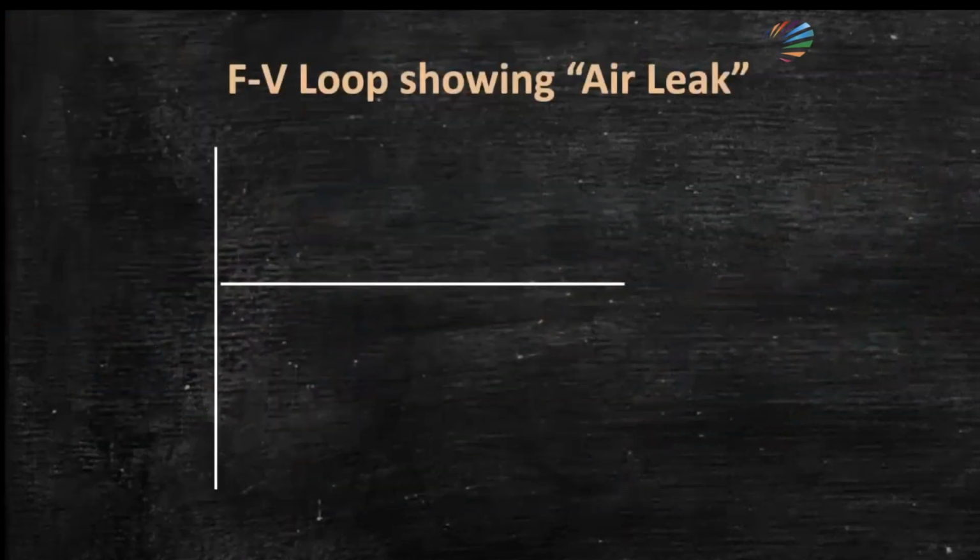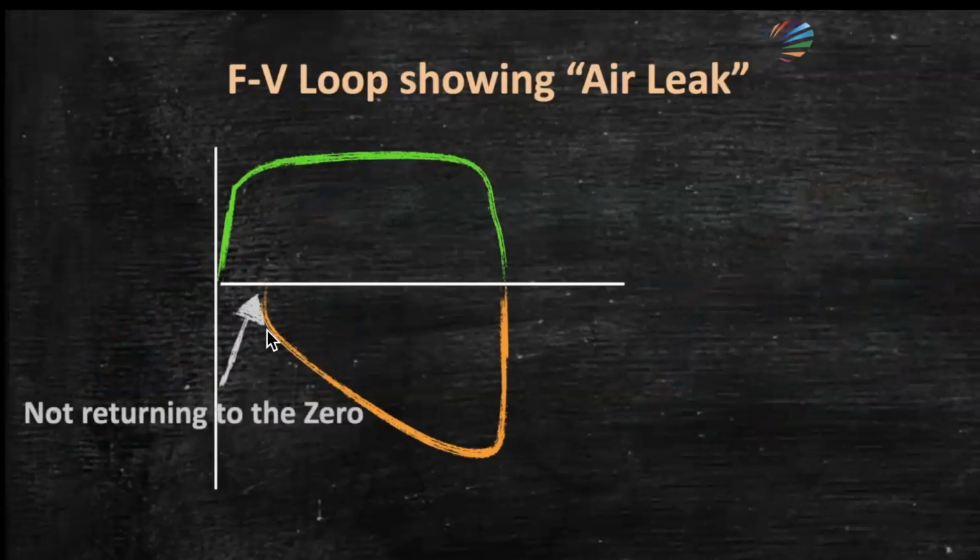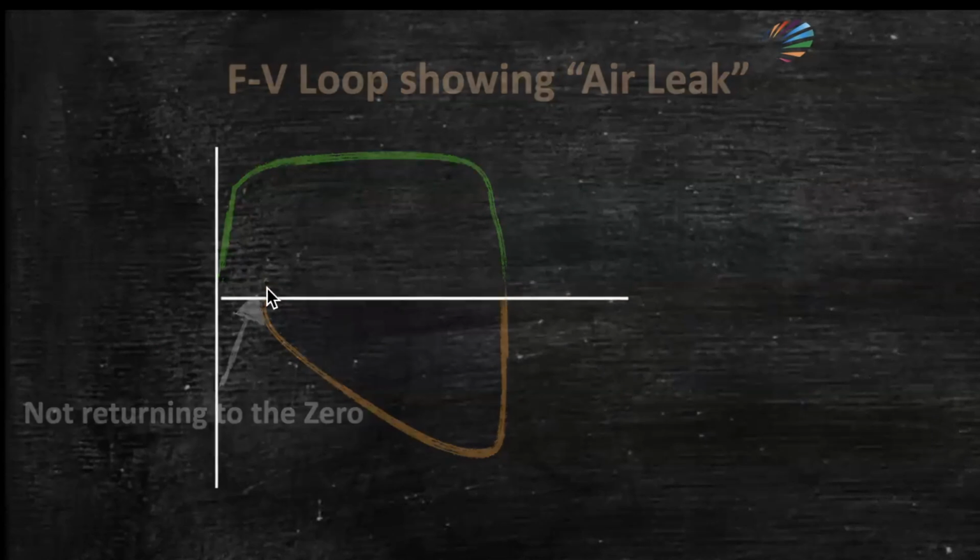And air leak will be seen like this when the flow is not reaching the baseline in the x-axis. We have seen earlier the flow was not reaching the baseline, and it was ending on the y-axis. So that was because of air trapping. When it is ending on the x-axis, it is because of air leak.